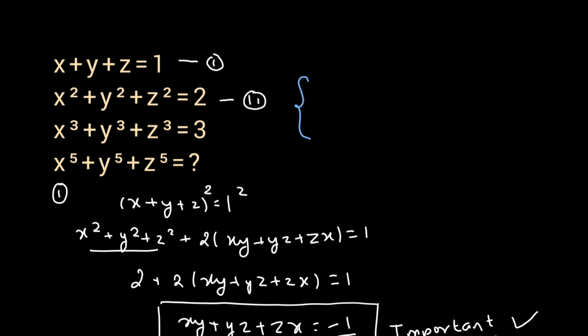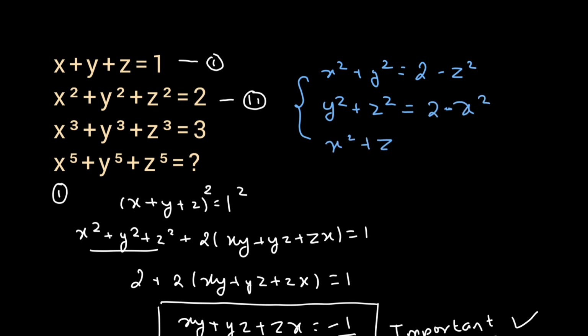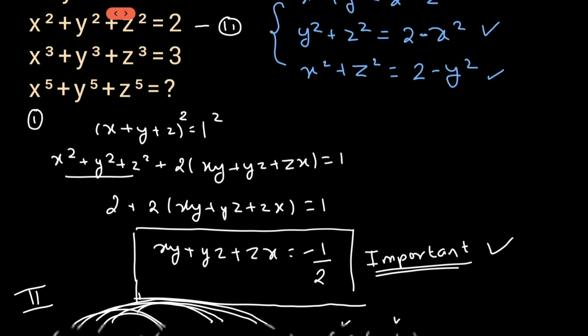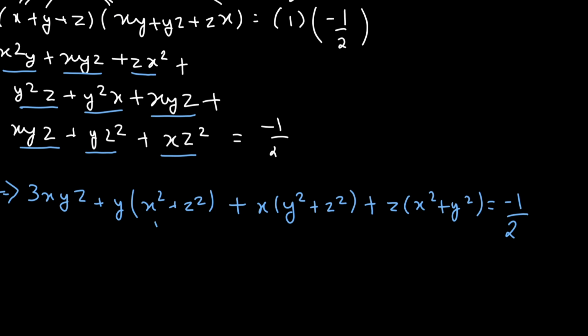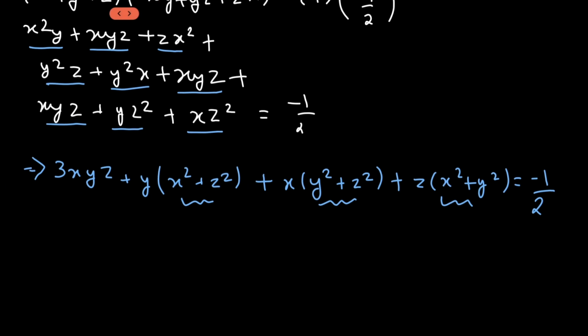So from this particular equation, the value for x square plus y square is going to be equal to 2 minus z square. Similarly, the value for y square plus z square is going to be equal to 2 minus x square, and similarly, the value for x square plus z square is going to be equal to 2 minus y square. Now as we can see, the brackets over here are x square plus z square, y square plus z square, and x square plus y square. So these brackets can be replaced with the values that we just obtained.